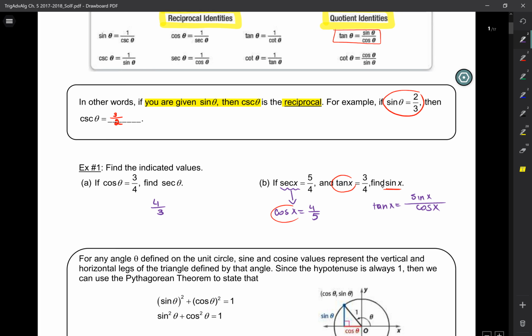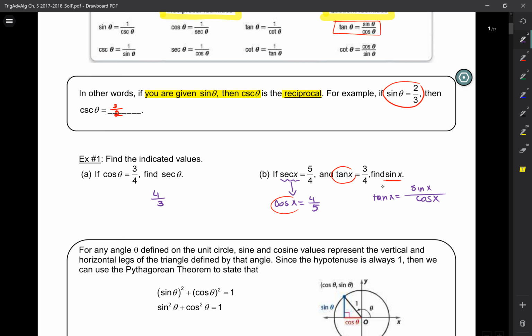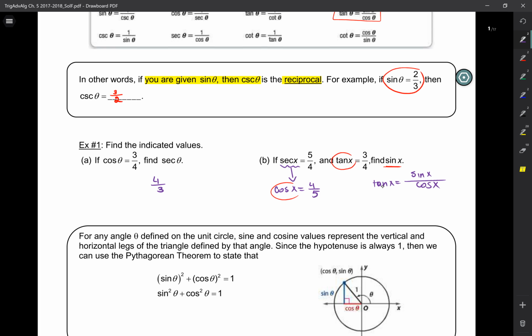Now, which one is it that I want to find? Cosine, sine of x, right? Okay, Sam says to multiply both sides by cosine. Let's do that. Okay, that's awesome because now we know that sine of x is equal to cosine times tangent. Well, do we have the cosine of x given to us? It's 4 over 5. Do we have the tangent of x given to us? 3 over 4. So what's sine of x?